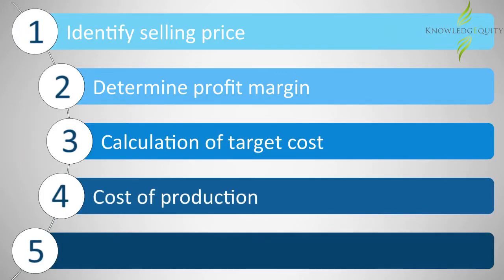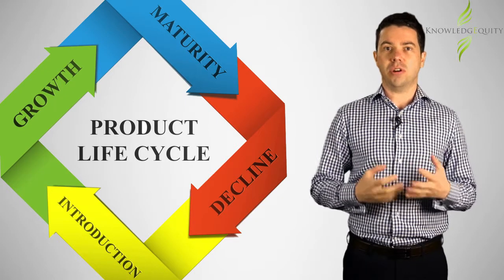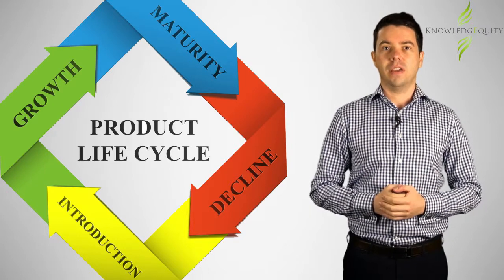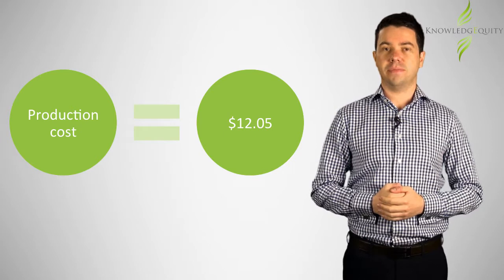In Step 4, Budget Airlines would need to consider the cost of producing the bowl of salad. This consideration needs to include the product life cycle costs. Assume that production costs equated to $12.05.